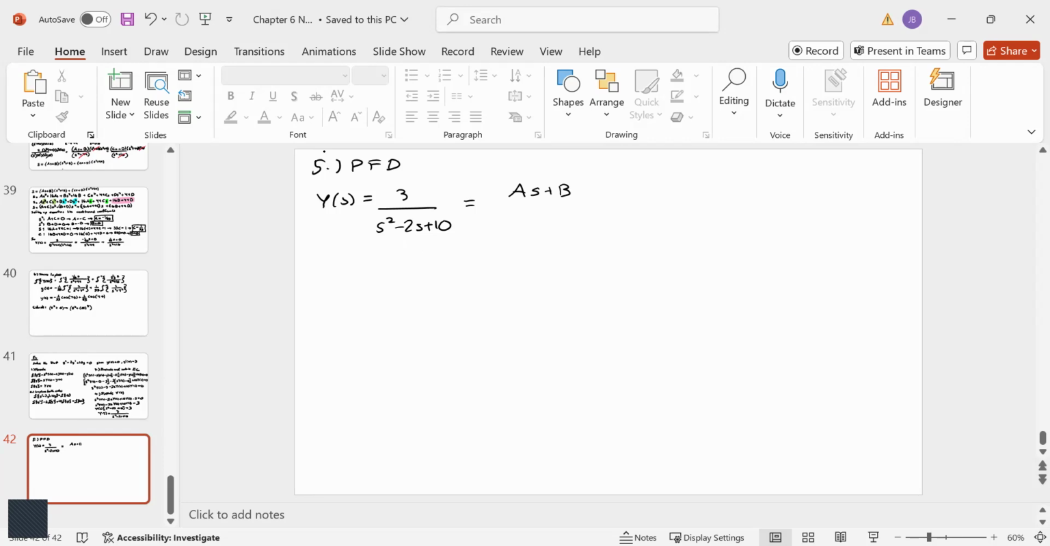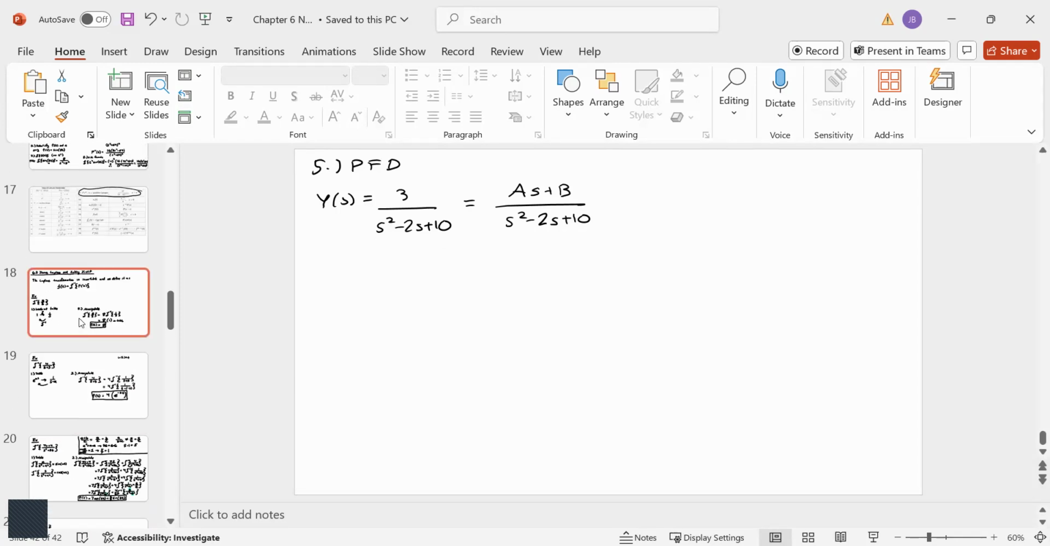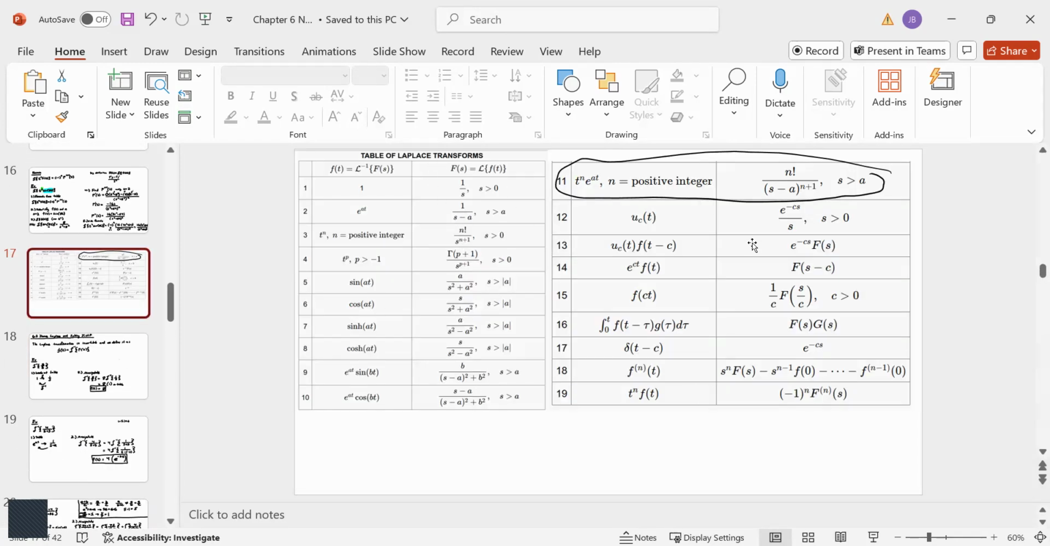As plus B over s squared minus 2s plus 10, which is one that we haven't done yet, but it's not impossible to do. It's just you're gonna have to do some work to calculate that. But here's the problem even beyond that. When you think about the end result, I want you to think about the denominator. If you look back at the table, do you even have a formula that deals with quadratics? Like, if you look at all of these, none of these have quadratics in them in their quadratic form. They're all in this type of form.